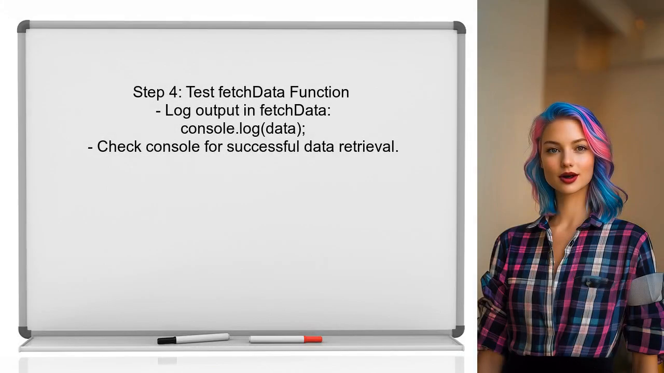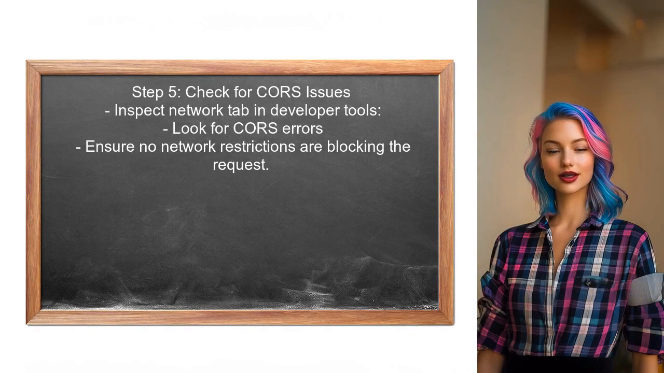After making these changes, the user should test the fetch data function again. They can do this by logging the output to the console to see if the data is retrieved successfully. Finally, if the issue persists, the user should check for any CORS issues or network restrictions that might be affecting the request. This can be done by inspecting the Network tab in the browser's developer tools.